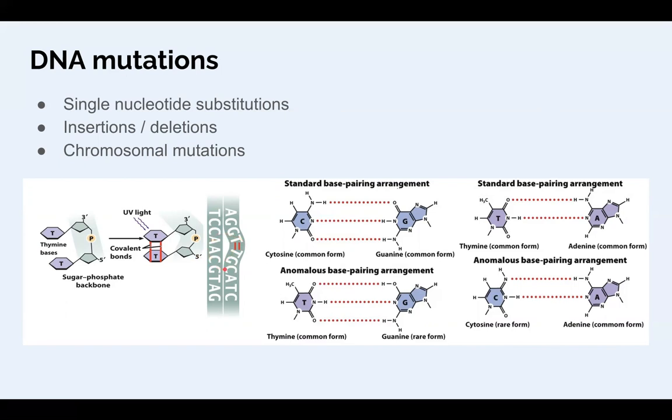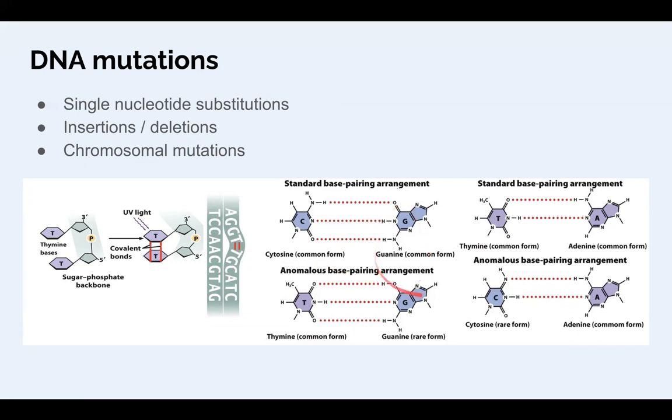There are other molecules known as carcinogens that cause cancer, or mutagens that cause mutation. They basically interfere with the cell's ability to copy its DNA correctly, and those can generate nucleotide changes.